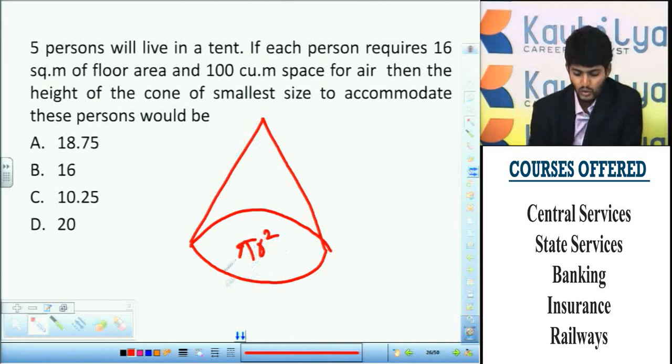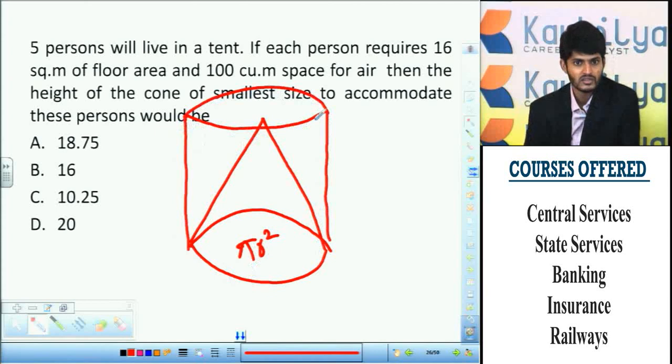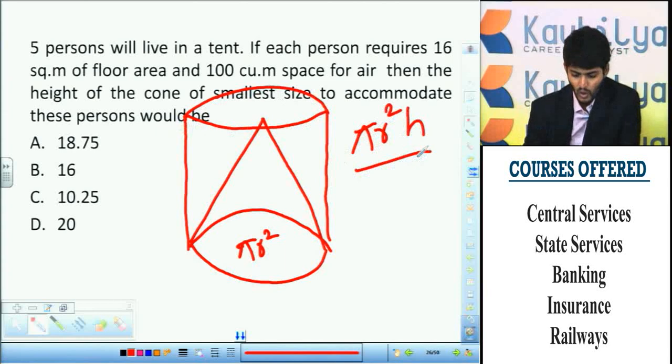But since this cone is not uniform, if this was like your cylinder, you are aware how a cylinder looks. For a cylinder, the volume would be pi r square into h, because it's like a CD disc that you place one above the other. The area of the base is pi r square, and you have h CDs, so the volume would be pi r square h. But for a cone, since we do not have this similarity going forward, the volume of a cone would be 1 by 3 pi r square h.